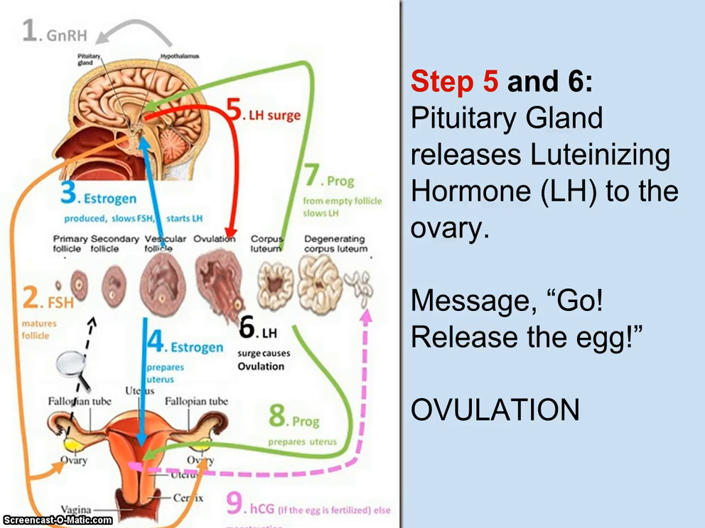Right? There's a huge surge in this luteinizing hormone in the woman's bloodstream, and that surge is saying to the ovary, you need to release the egg. It's time. So the egg is going to be released and it's going to come down the fallopian tube.